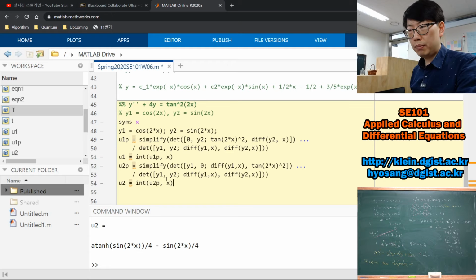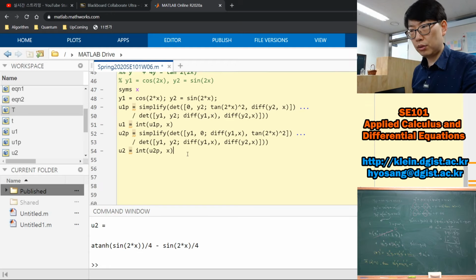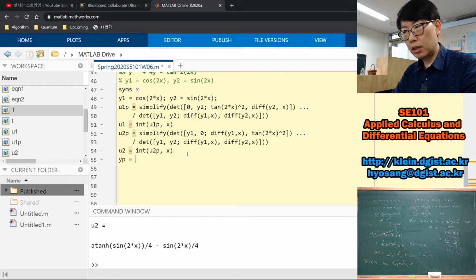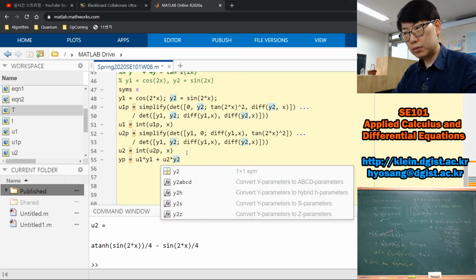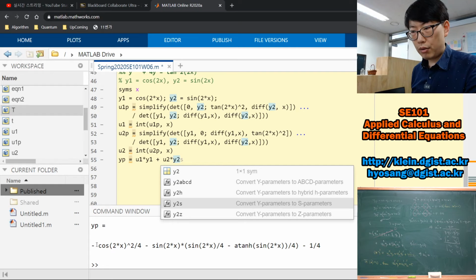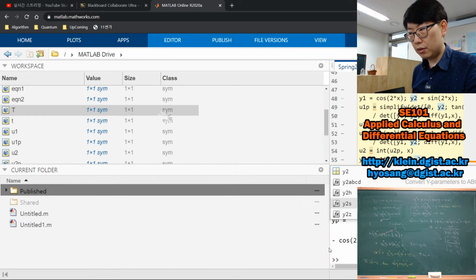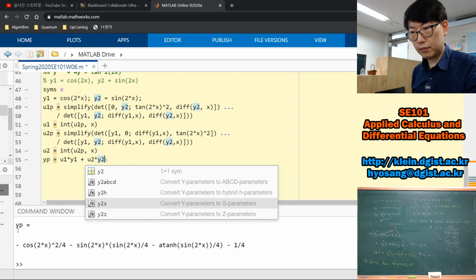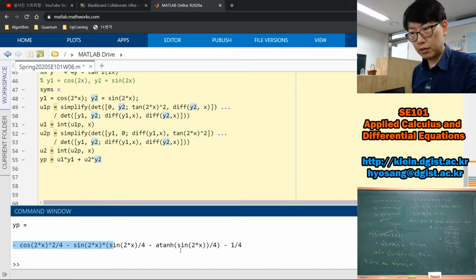There may be other methods of finding solutions. Anyway, we have u1 and u2. So we have yp equals u1 times y1 plus u2 times y2. So that's our yp, right here.